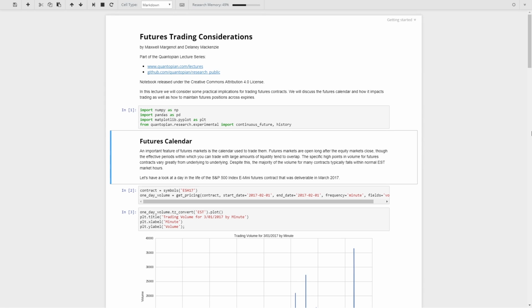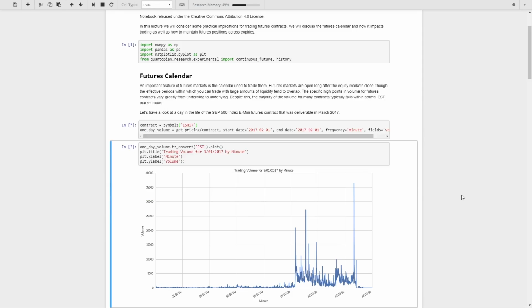So at least on the Quantopian platform, we've kind of contracted the hours that you can trade futures to the most liquid hours, though you can get the data for all hours of futures trading for every contract. So let's just compare this S&P 500 index E-mini futures contract deliverable in March 2017. And let's have a look at how this volume is broken out, right?